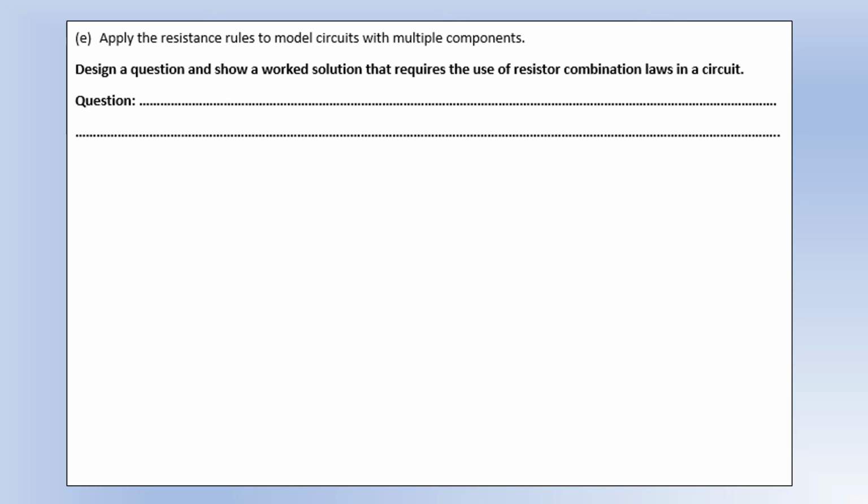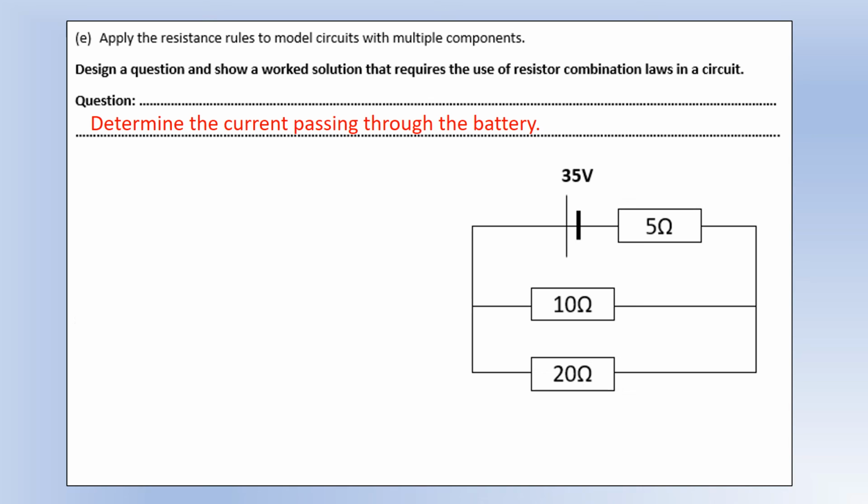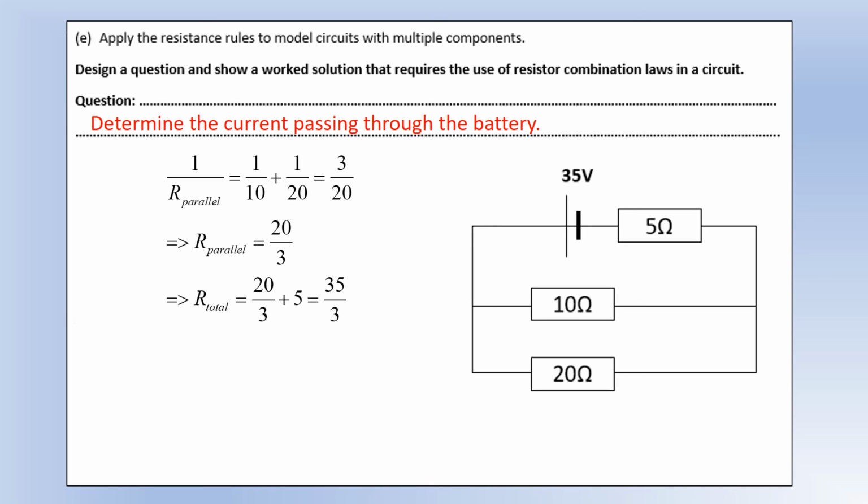So what we're going to do now is design a question and a worked solution to it that uses these resistor combination rules. So I'm actually going to use the same circuit I had before, and I'm going to work out the current passing through the battery. So the first thing is to identify what we've got here. So we can see the 10 ohms and the 20 ohms are in parallel with each other because the charges must either go through the 10 or go through the 20.